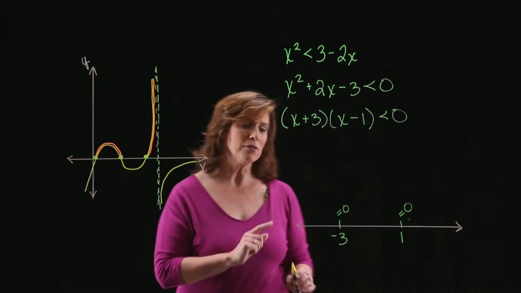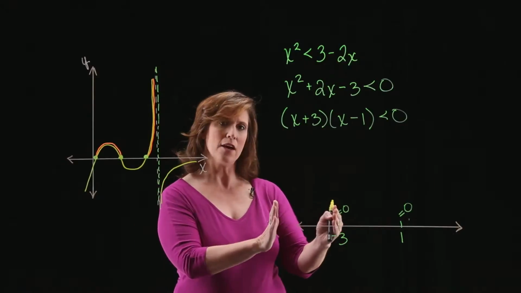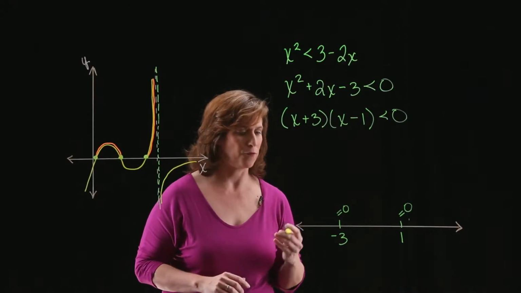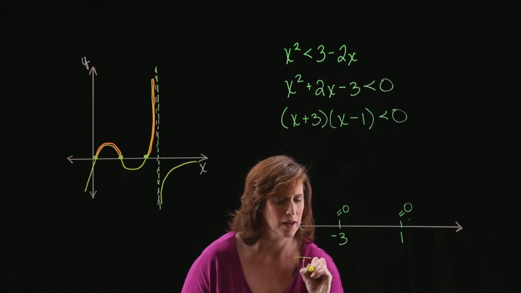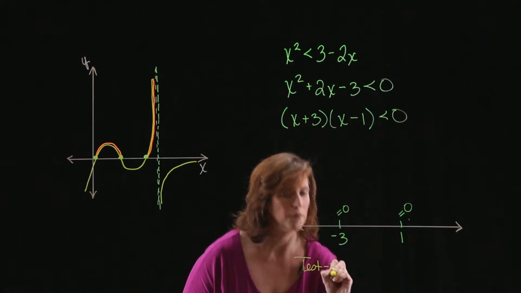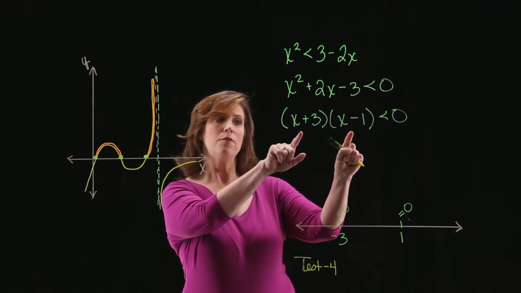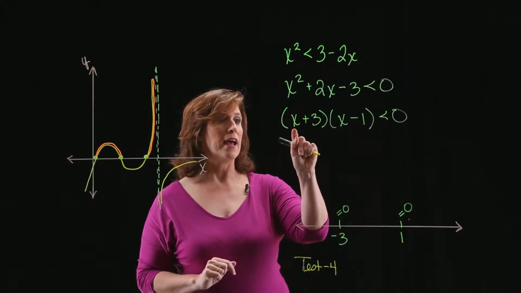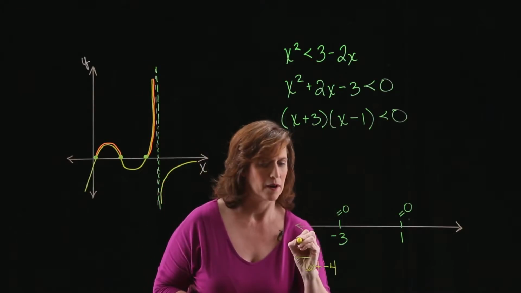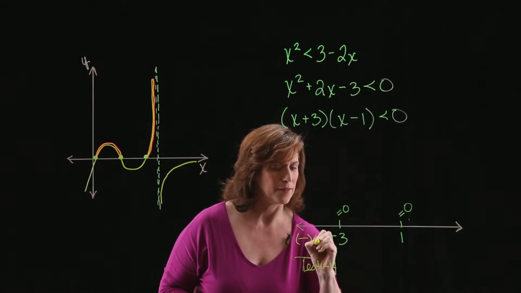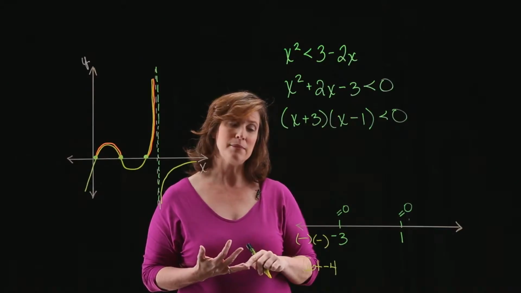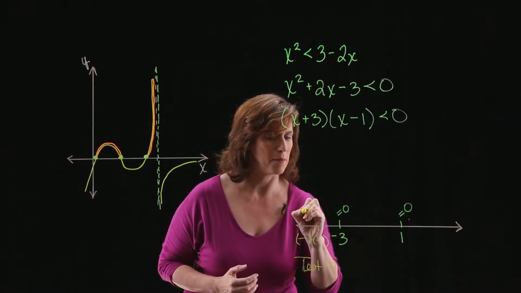You're going to pick anything you like less than negative 3, anything on this interval. So let's just try negative 4. So we're going to test negative 4. If I plug negative 4 into my expression, negative 4 plus 3, that's a negative number. And negative 4 minus 1, that's also a negative number. A negative times a negative is a positive number.